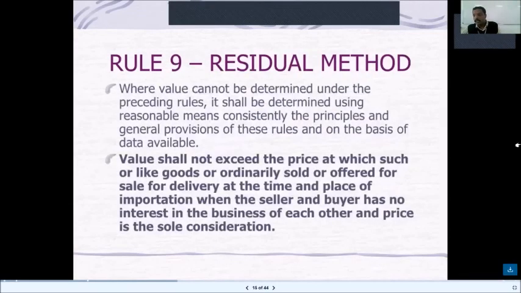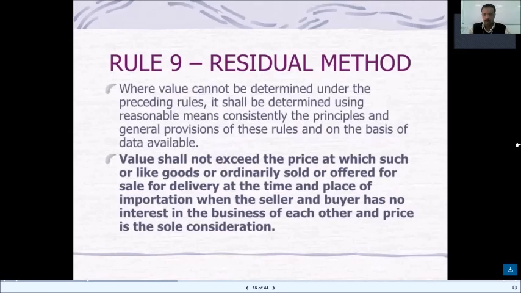Rule 9, residual method, where value cannot be determined under the preceding rules. It shall be determined using reasonable means consistent with the principles and general provisions of these rules and on the basis of data available. So value shall not exceed the price at which such or like goods are ordinarily sold or offered for sale for delivery at the time and place of importation, when the seller and buyer have no interest in the business of each other and price is the sole consideration. This is under the residual method. Rule 9.